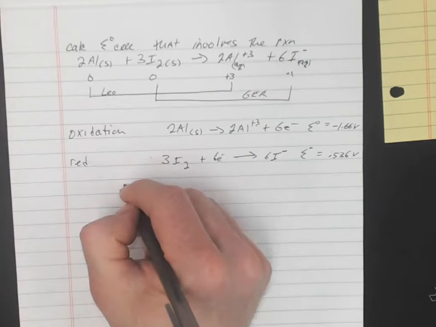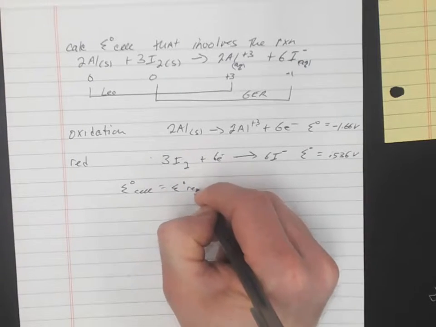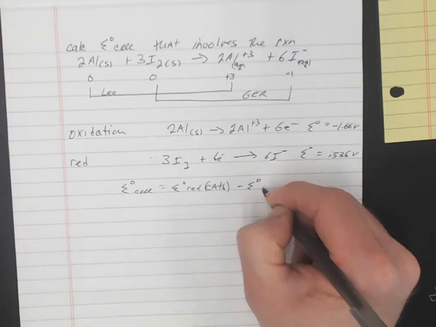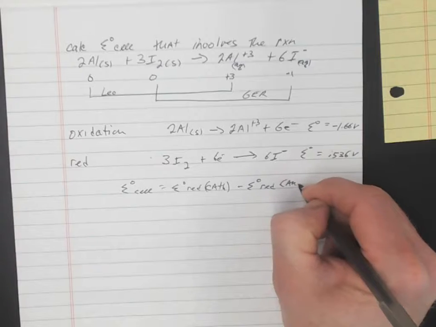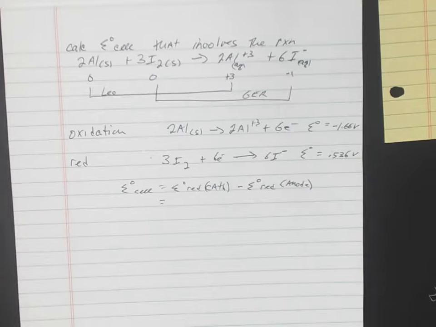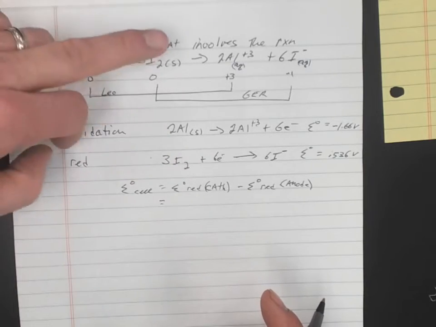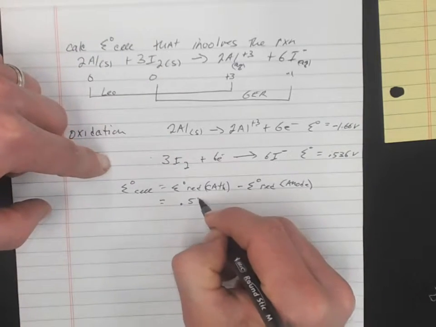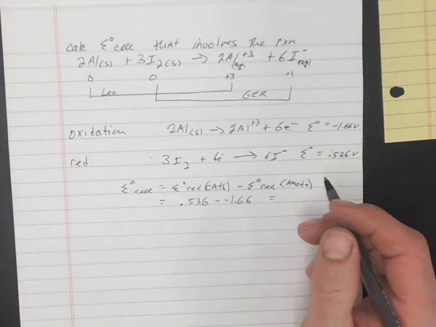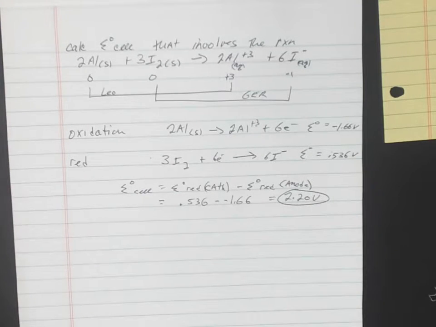So now we employ our equation: E naught of our cell will equal E naught reduction at the cathode minus E naught reduction at the anode. So which one of these is our cathode, which one is our anode? Okay, so reductions are cathode, so we're going to have our 0.536 minus a negative 1.66, and that's going to end up giving us 2.20 volts for our cell.